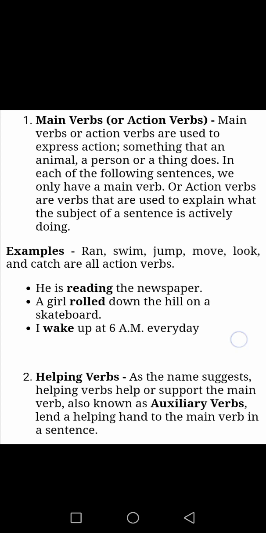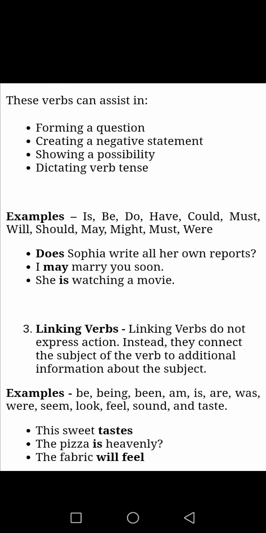Number two is helping verbs. As the name suggests, helping verbs help or support the main verb, also known as auxiliary verbs. They lend a helping hand to the main verb in a sentence. These verbs can assist in forming a question, creating a negative statement, showing a possibility, and dictating verb tense. Examples: as, be, do, have, could, must, etc. Does Sophia write all her own reports?